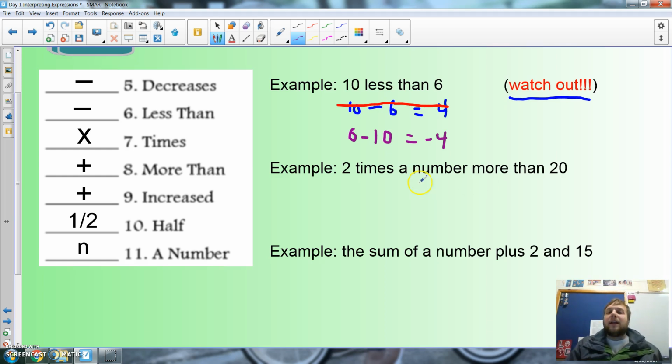Okay? All right, next one. 2 times, so 2 times means multiply. A number means n. More than 20. Well, more than means add. And there we go. I could also put 20 in before. 2 times the number more than 20. And maybe if I wanted to, I could go 2n, right? That's even better, because 2 times n is 2n.